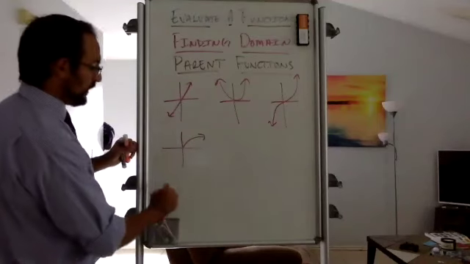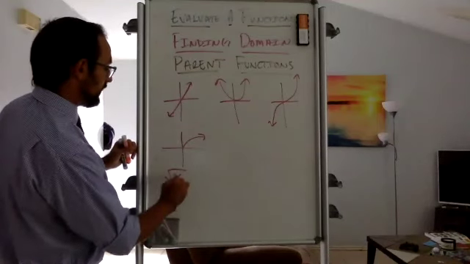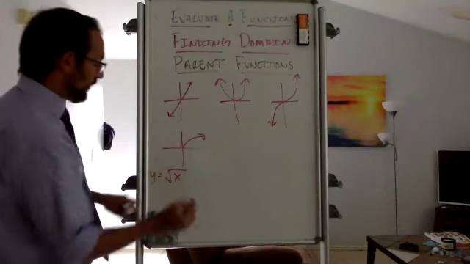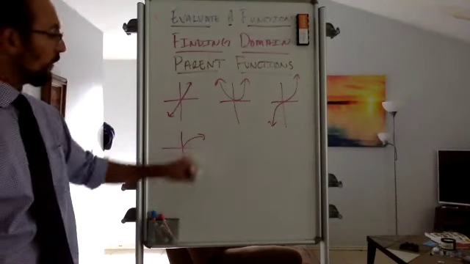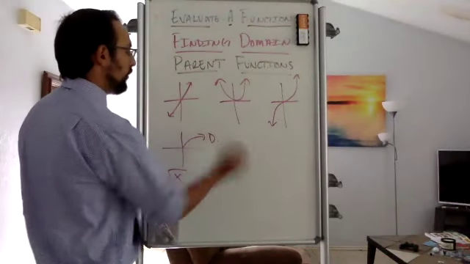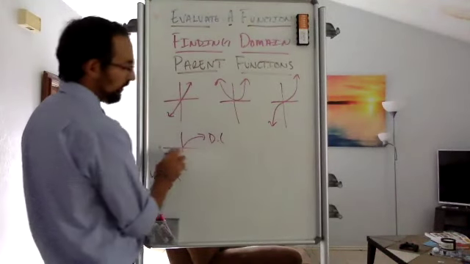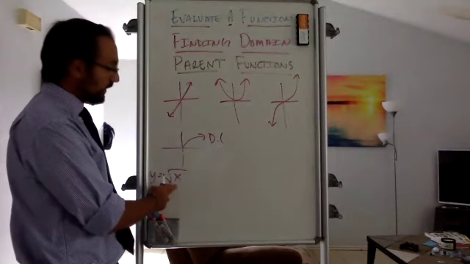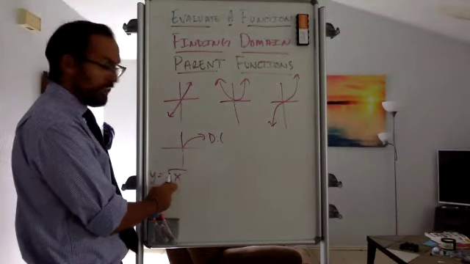Next, we have the square root of x. I'll go ahead and put that there. That is the equation y equals square root of x would be the function there, graphed. And this has a domain of, now it's not from -infinity to +infinity. It starts at 0 because we can't take the square root of anything that is negative.